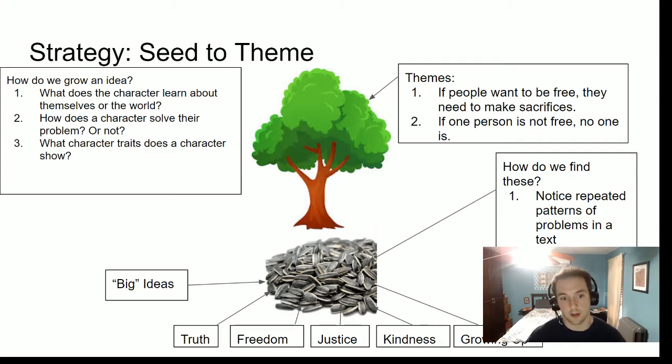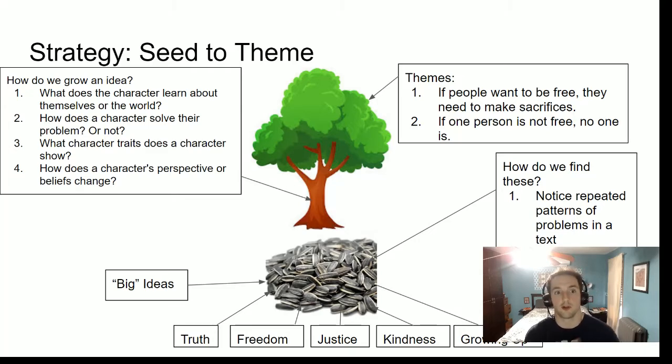If they show negative traits and bad things happen to them, then we learn that those traits are bad. If they show bad traits and then good things still happen, now that's interesting. But yes, looking at their character traits shows us a theme, or helps us grow an idea into a theme.